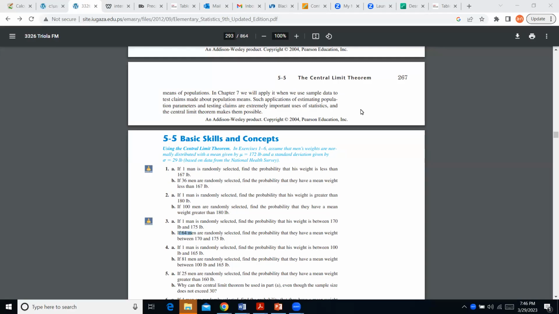So that was, I guess, the question similar to exercise number 3, right? So let us work it out with given mean, which is 172, and standard deviation of 29. So mu is 172, and sigma, the standard deviation, is 29.